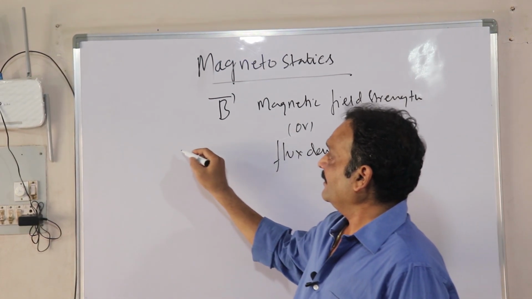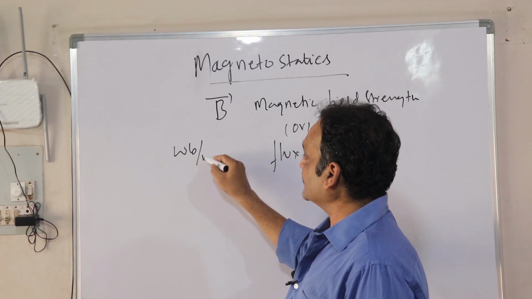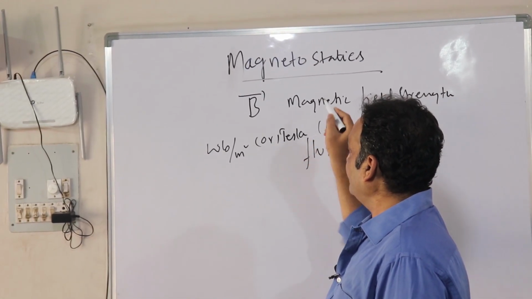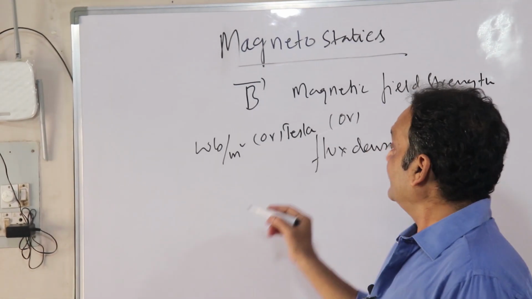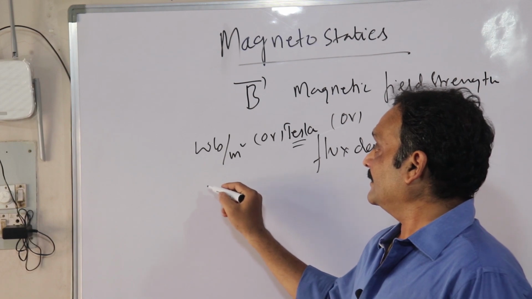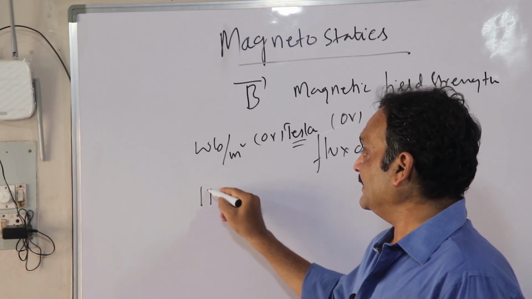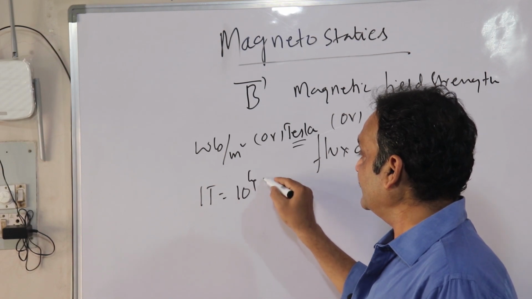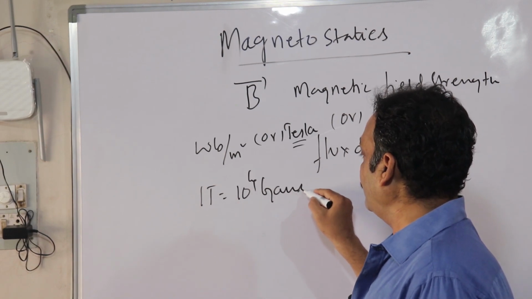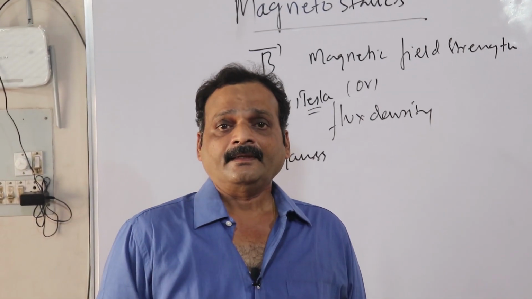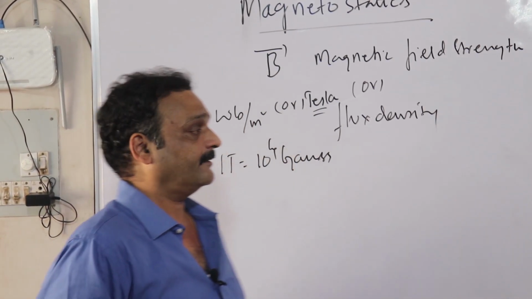Its units are Weber per meter square or Tesla. This Tesla is a very large unit of magnetic field. How much? 1 Tesla is equal to 10,000 Gauss, that is, 10 to the power 4 Gauss. Tesla is a very big unit of magnetic field.